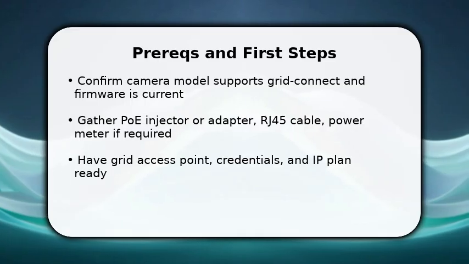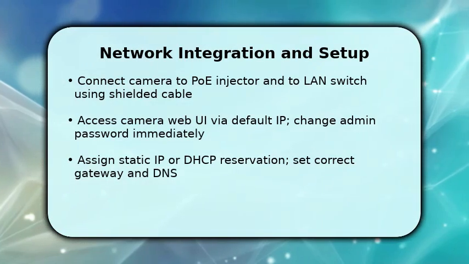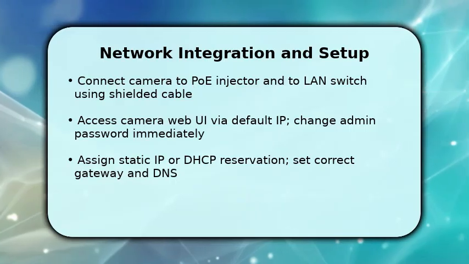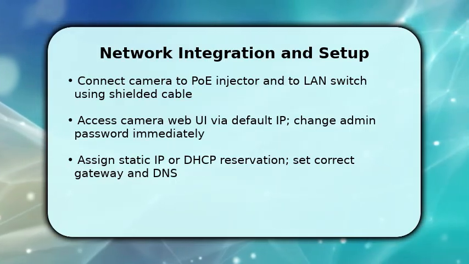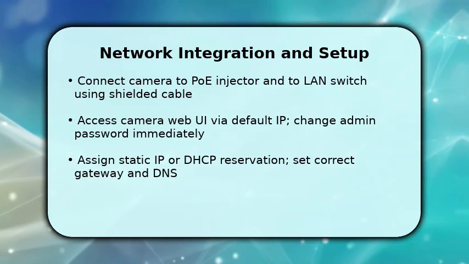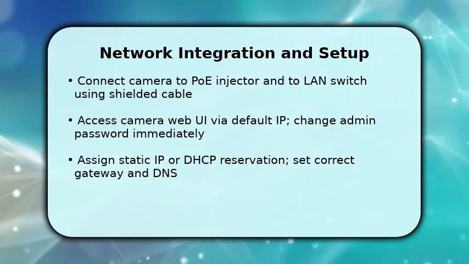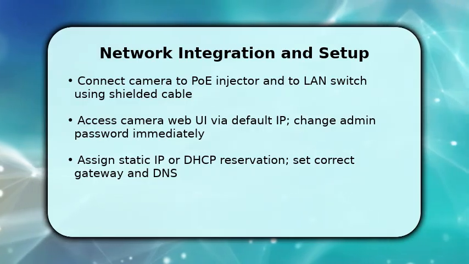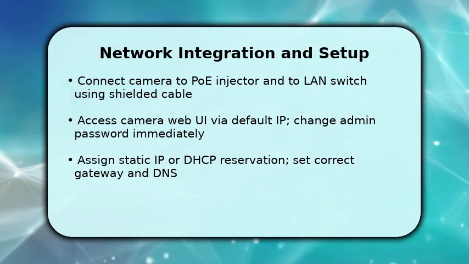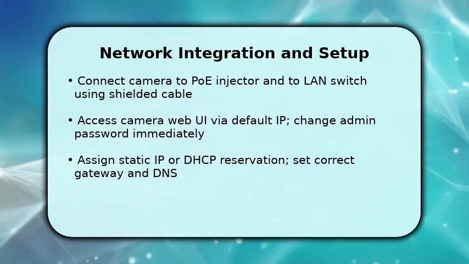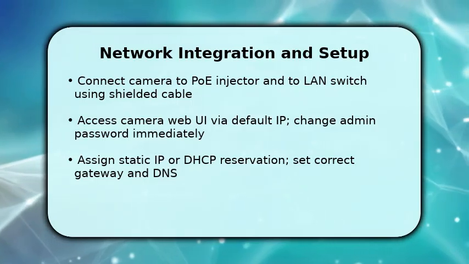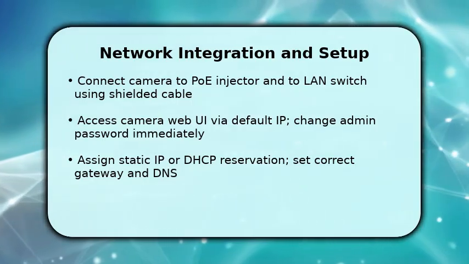Once the camera is physically connected, you log into its web UI using the default IP. Change the admin password right away to secure the device. Next, decide on static IP versus DHCP reservation. Static IP avoids discovery issues, while DHCP reservation centralizes addressing. Configure gateway, DNS, and NTP so timestamps and remote access work reliably.